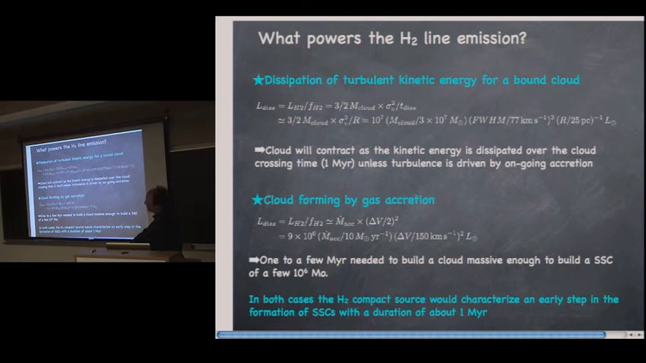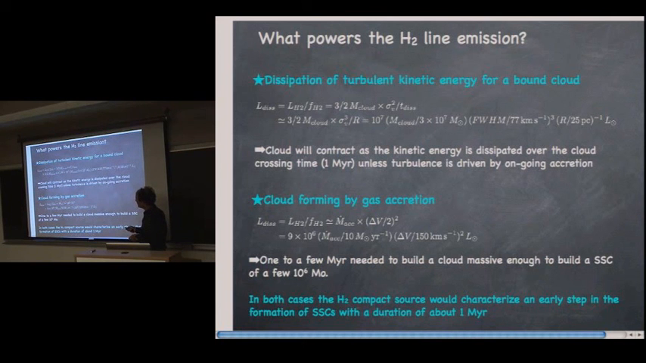So this means the crossing time is 1 million years. So the cloud will lose its kinetic energy in about a million years, and then probably shortly after, at the same time, it will contract and form stars. The other possibility which we are considering is that actually this object is not that massive and not yet bound, it is still forming by gas accretion. And what we see is energy dissipation.